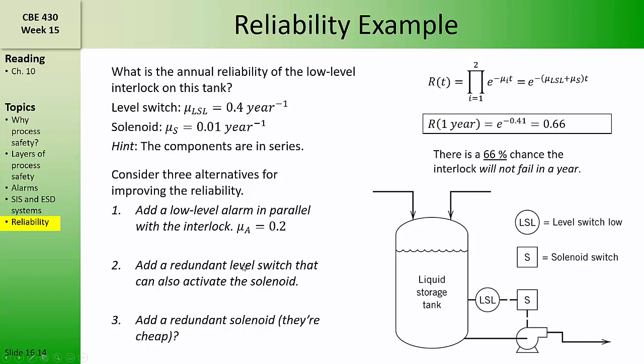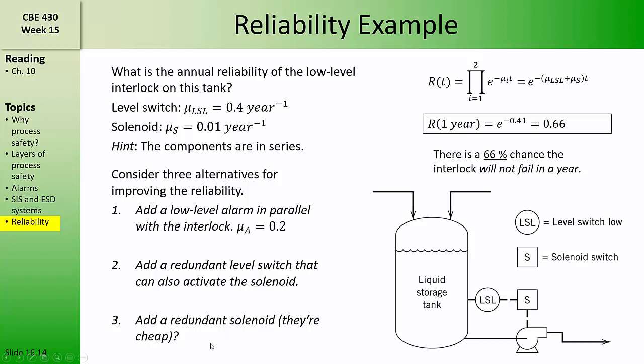We'll consider 3 alternatives. One is to add a low-level alarm in parallel with the interlock, or the SIS. That low-level alarm has a mean time between failures of 5 years. So its annual failure rate is the reciprocal of 5, or 0.2. A second alternative is to add a redundant level switch that can also activate the solenoid, so that we'll have two level switches in parallel, and that parallel pair of switches will be in series with the solenoid. A third alternative will be to, instead of adding a parallel level switch, add a parallel solenoid.